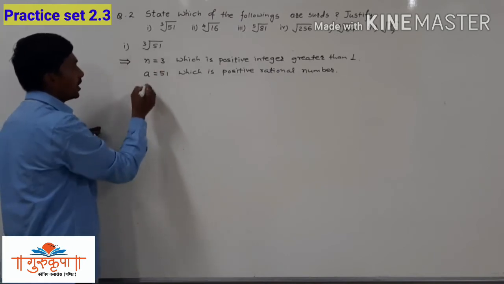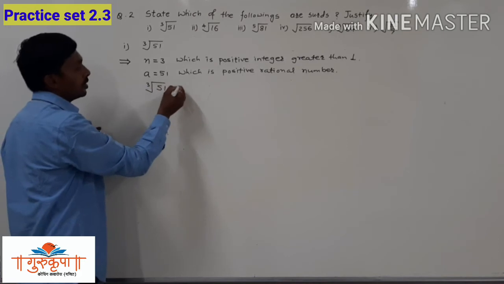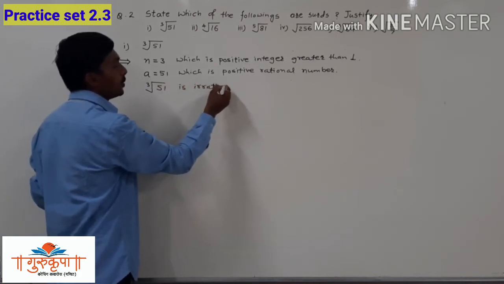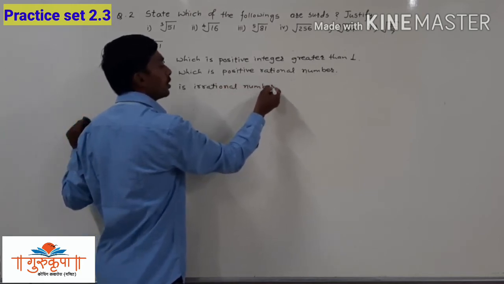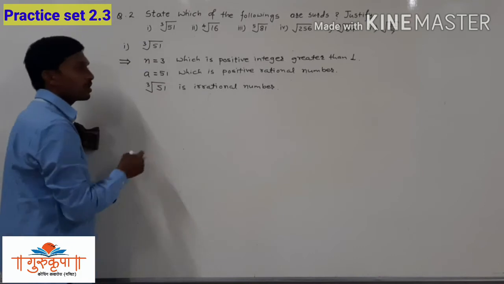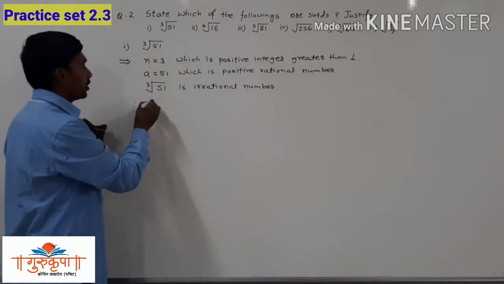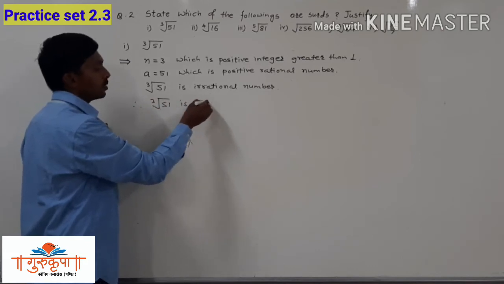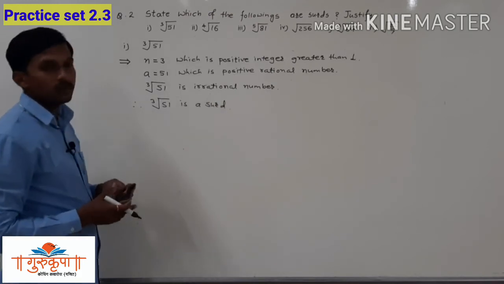So here you can write, cube root of 51 is an irrational number. Therefore it is a surd. All the three conditions get satisfied. Therefore cube root of 51 is a surd.